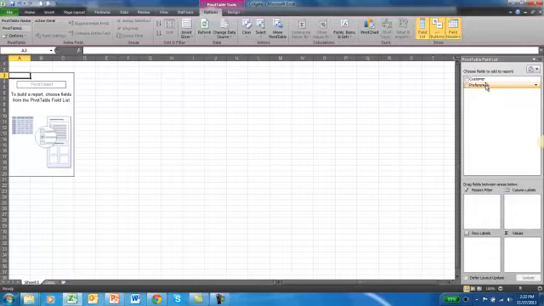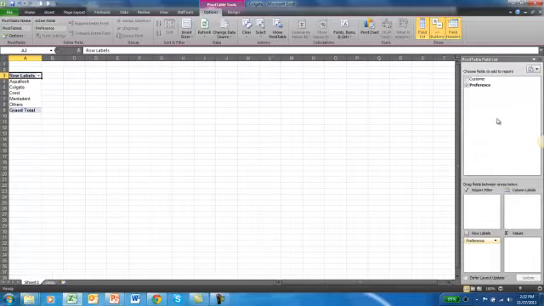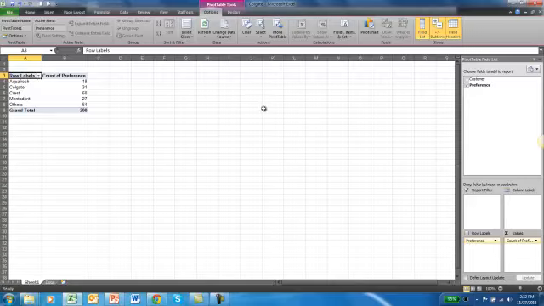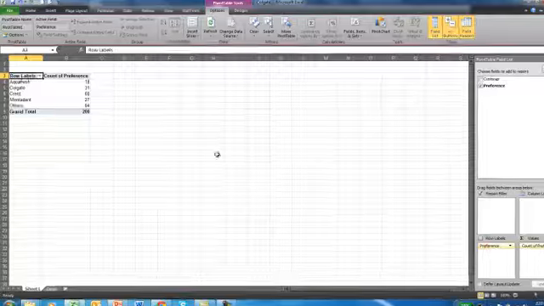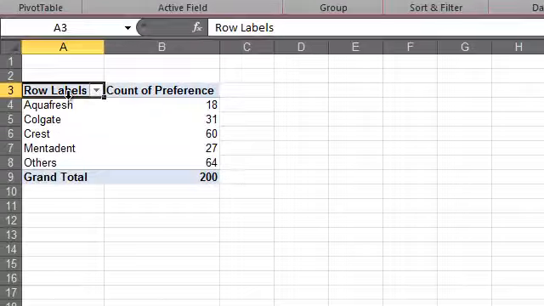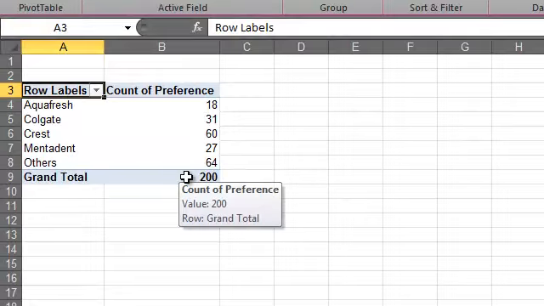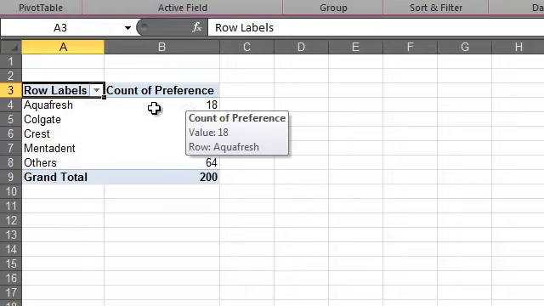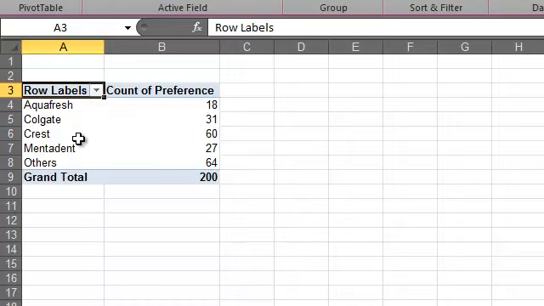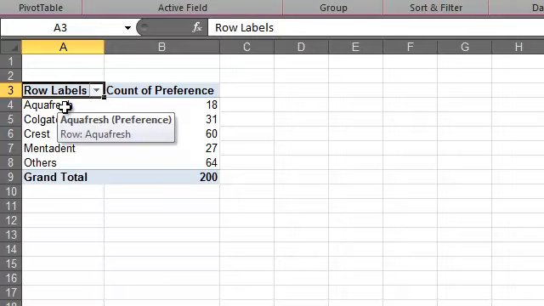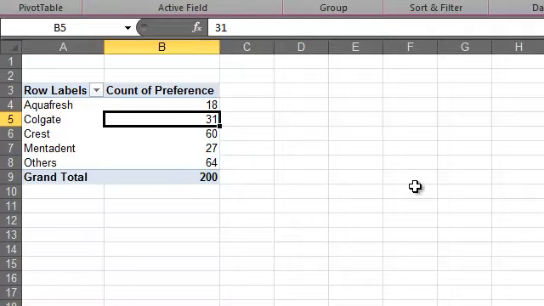So I'm going to create a pivot table, and in this pivot table I'm interested in counting up preferences. So I'm going to take preference and put it in my row label, and then take preference again and put it in my values. Because it's an alphanumeric or categorical variable, it defaults to a count. So I automatically get a count of the occurrences of each of these separate values under my column preferences. And as I can see, there are 31 observations where Colgate was recorded as a preference out of 200.